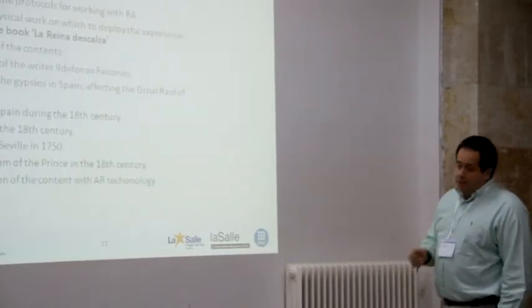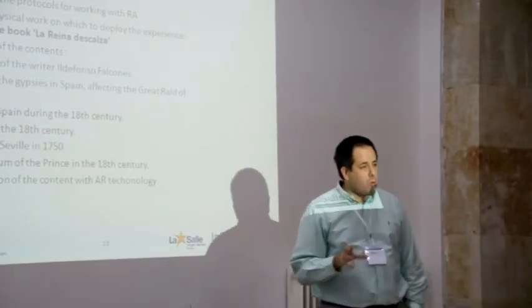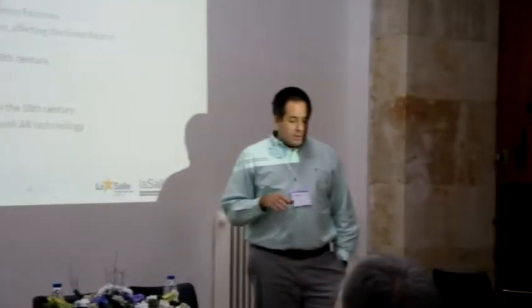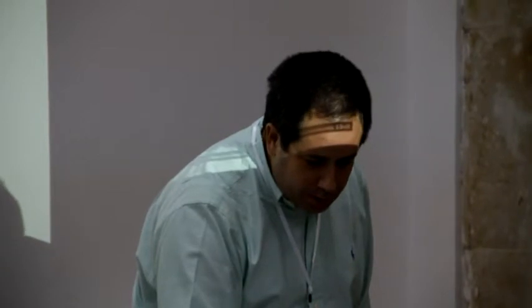Phases of the project. The first one, in a class of 2 hours, was the explanation of the protocols for working with augmented reality. The second one, the selection of the physical work on which to build the experience, in this case defined by the cover of the book. This is the cover of the book, and then I will make a little demonstration of the final solution. And the development of the contents: biography of the writer, story of the gypsies in Spain, because the book is related to this topic, slavery in Spain during the 18th century, tobacco, and the presentation of the content with AR technology.